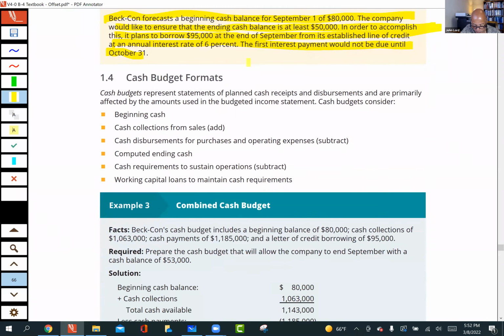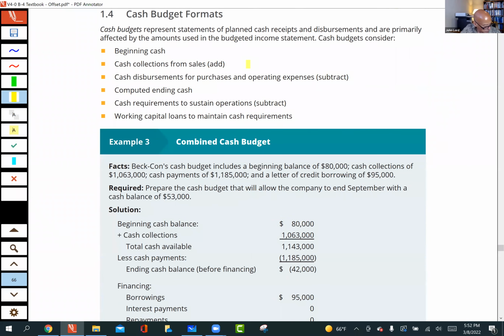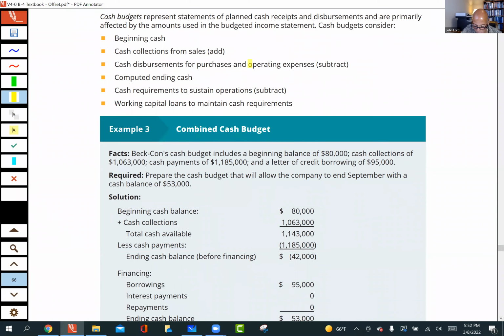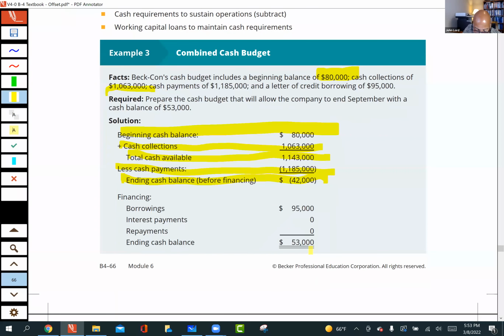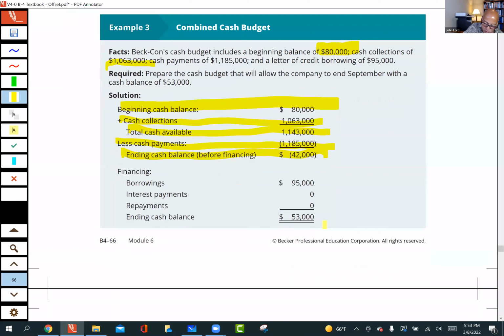So you just come down and you look at the cash budget here. They had what? Let's just look right here. They have a beginning balance of 80,000. They have cash collections of 1,063. So you add that. Total cash available, less cash payments, they're going to have what? They're going to have a 42,000 ending deficit if they don't do something. So they're going to have to borrow 95,000. And at this point, there weren't any repayments, so they'll have an ending balance of 53.